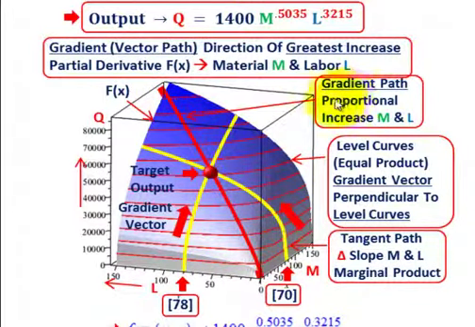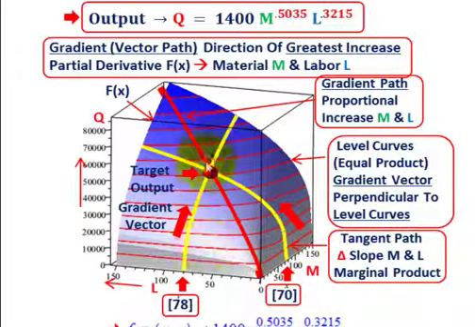And that gradient path is where you have a proportional increase in material and labor. And then you have these level curves I'm showing in red. Those are equal product curves. And the gradient vector is really perpendicular to these level curves. And then these yellow lines, I was referring to those as the gradient vector. Actually, they're the gradient vectors at the point of our targeted output, based on our inputs of labor of 78 units and 70 units of material.